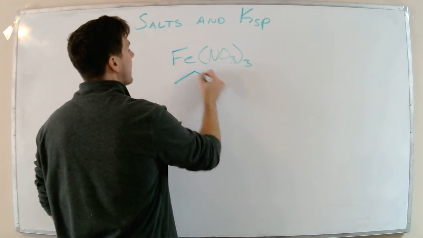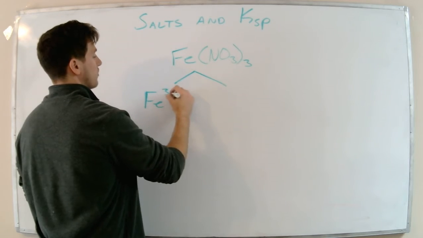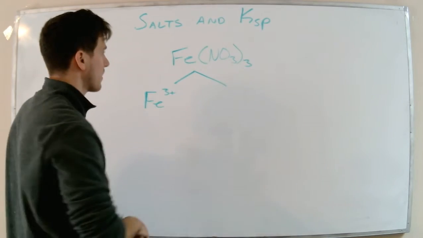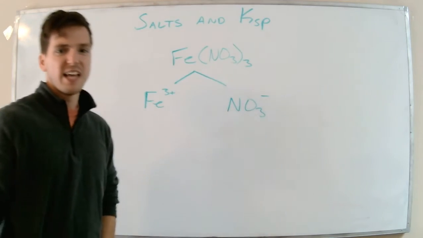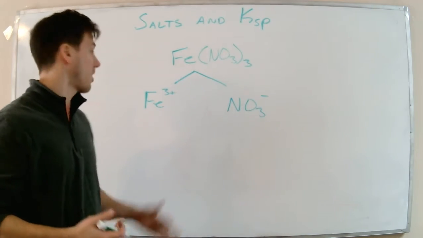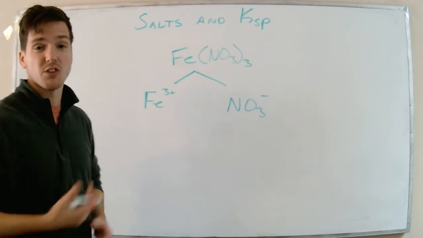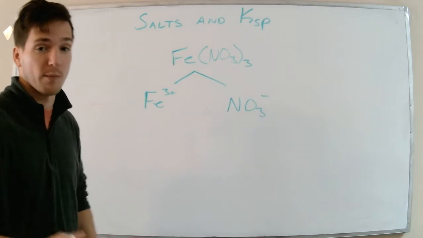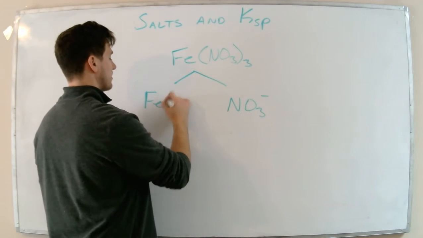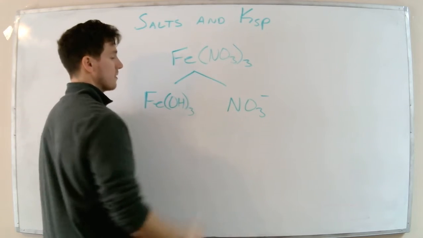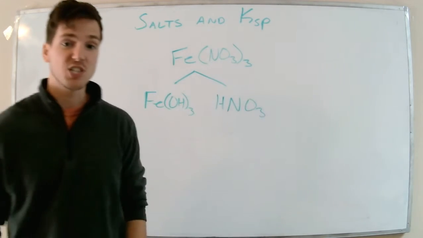So this iron nitrate will break up into iron 3 plus, because there were 3 negative 1 nitrates with it, and into nitrates. And what we do is we add OH to the positive ion and H plus to the negative ion. This shows us what their original basic form or acidic form were. So we'll add OH to this positive ion, making it Fe(OH)3, and we'll add H plus to this negative ion, making it HNO3.